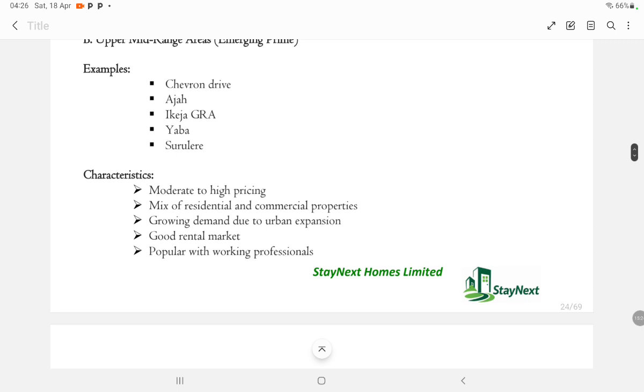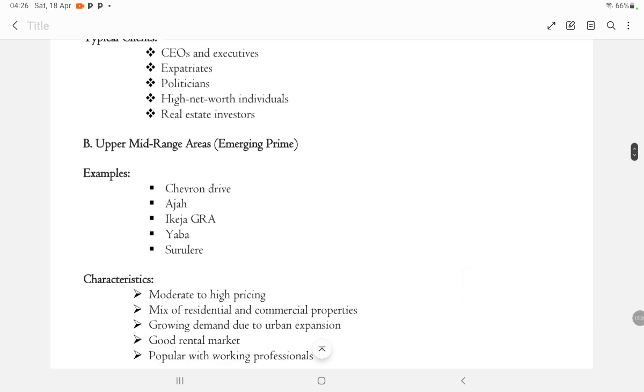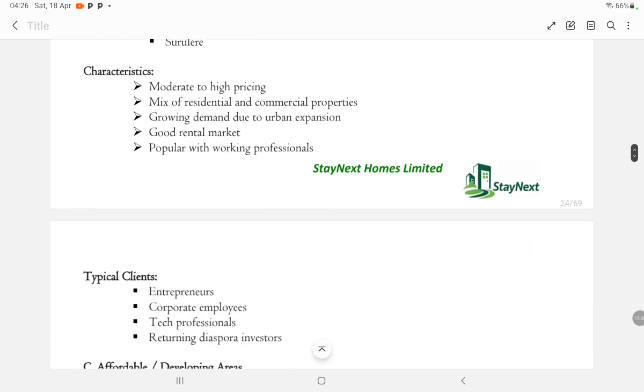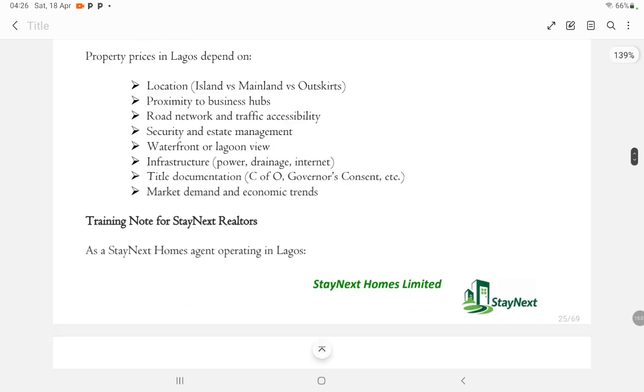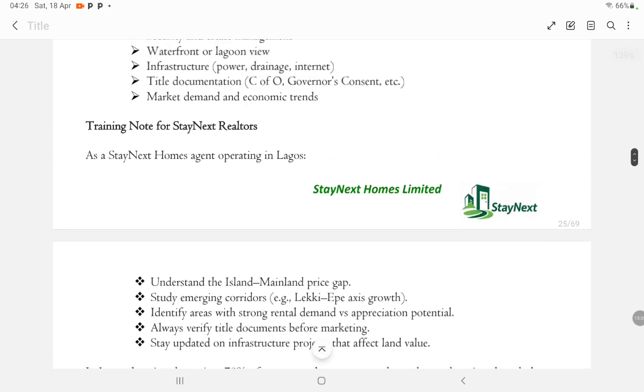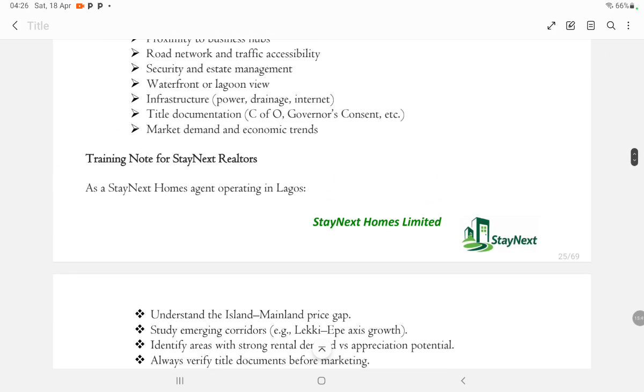You can meet politicians. We have middle areas: Ajah, Chevron, Ikeja, Jabi. These are middle areas. We also have affordable areas: Ikorodu, Epe, Badagry. Guys, that is how it is, so know the area. What it helps you do is, when someone wants to buy something, you know where to allocate them based on their budget. So you already know the high end area, the prime location, the middle end, and the affordable end.